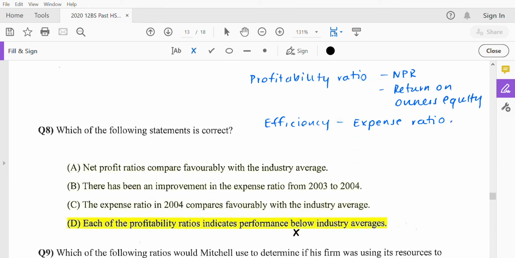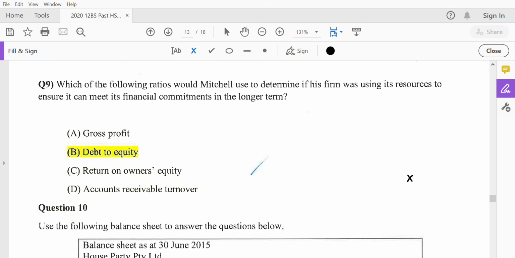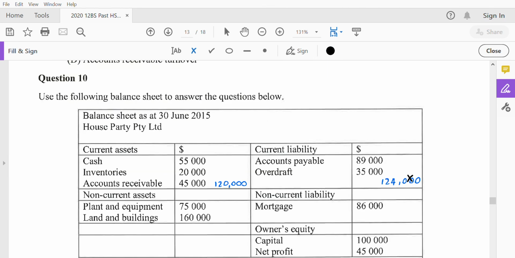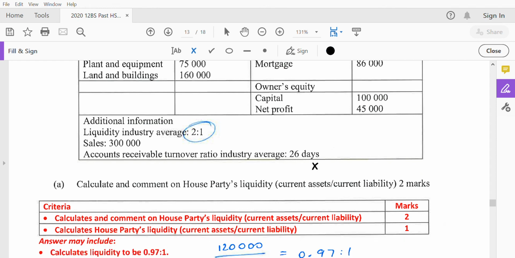Question 8 is D. And what I've just got here for you is to know the profitability ratios: a net profit ratio, gross profit ratio, return on owner's equity, and then the efficiency ratio is the expense ratio. So I just went through process of elimination. Question 9, debt to equity ratio. Again, I've circled the industry average there because that's important. It's going to come up somewhere, and I'm going to have to mention that somewhere.